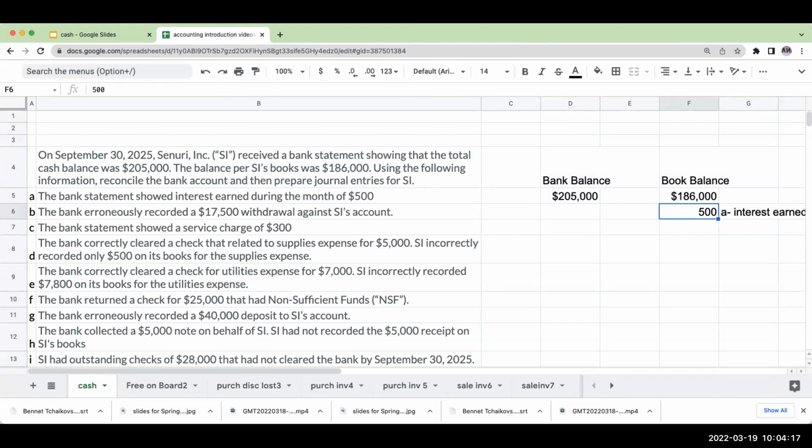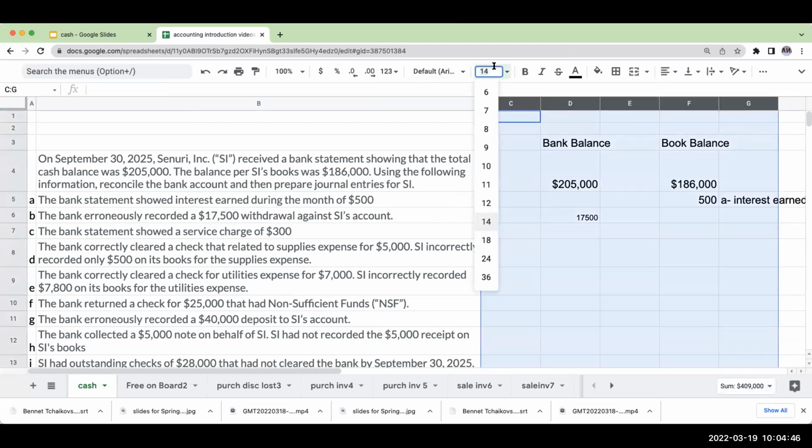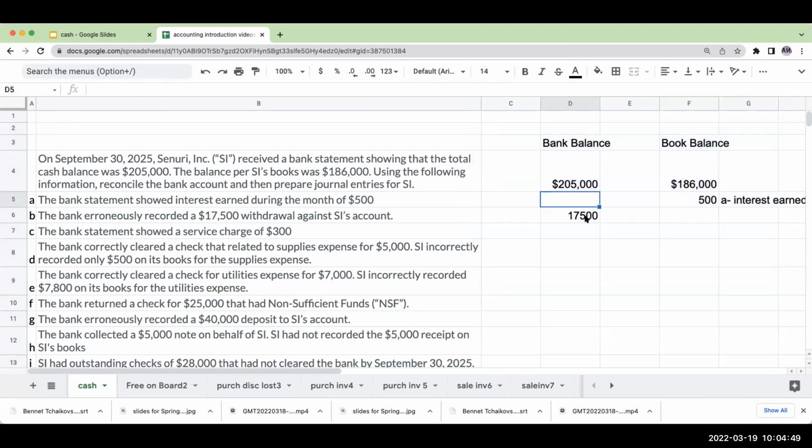The bank erroneously recorded a $17,500 withdrawal from my account. How am I going to go through and handle this? Well, they shouldn't have, it's erroneous. The bank made an error. They took a withdrawal, meaning they deducted, right? They took out 17,500. They shouldn't have done that though. So what I'm going to do is add back 17,500 to my bank balance. Okay, so that's what I'm going to be going through and doing over here.